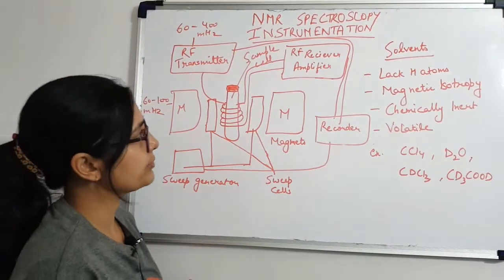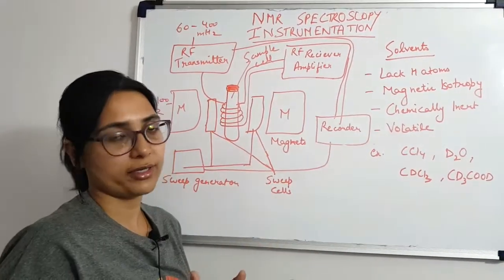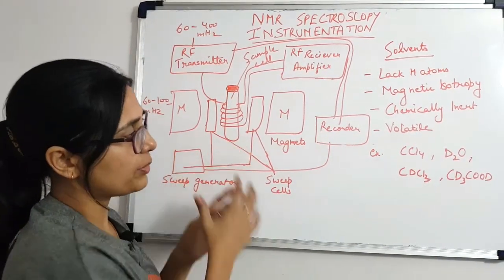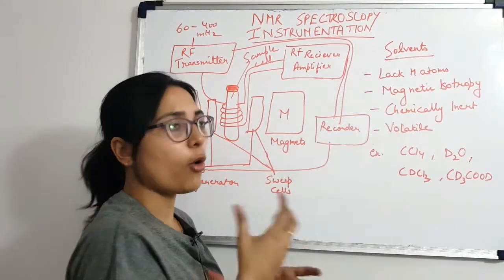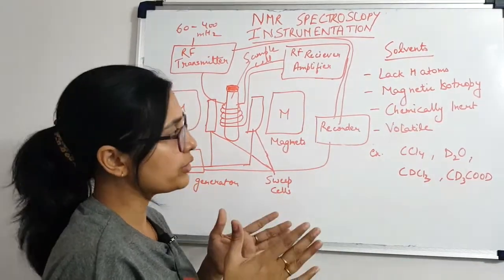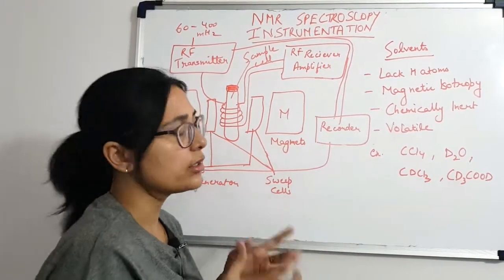Now in case of NMR spectroscopy, solvents are very important. The solvents which are used for the sample are very important. They have some important features that you should keep in mind when you're selecting a solvent.